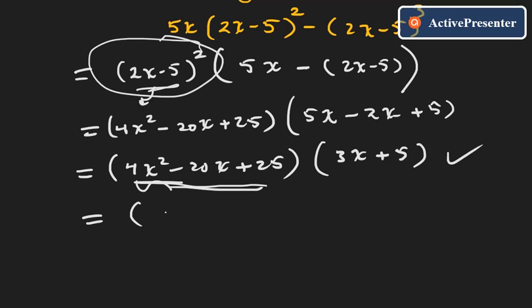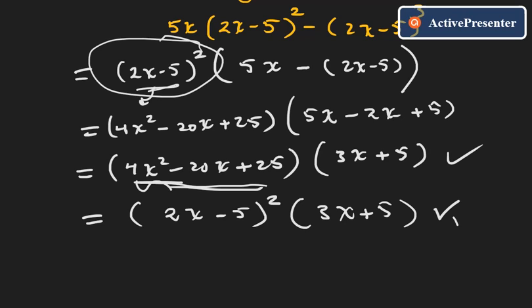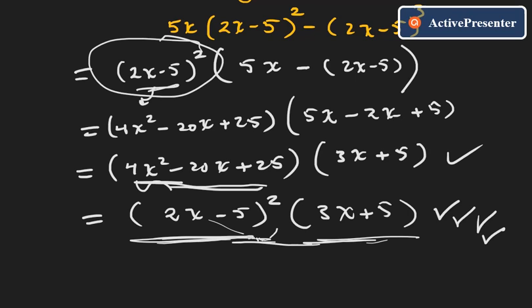So it should be (2x minus 5) squared multiplied by (3x plus 5). This is more correct. So do not expand, keep them in this form. If it is squared like this, just keep it as it is, and you are done.